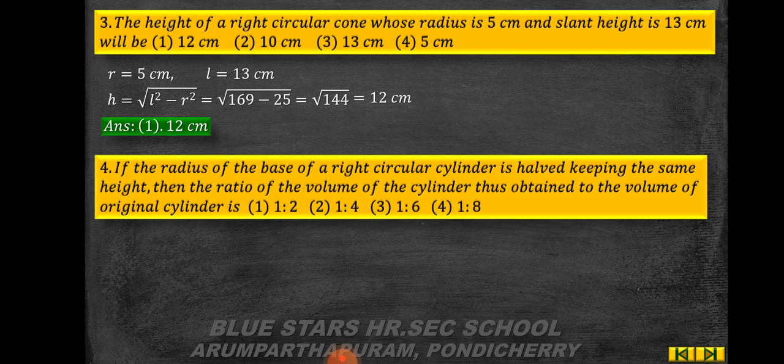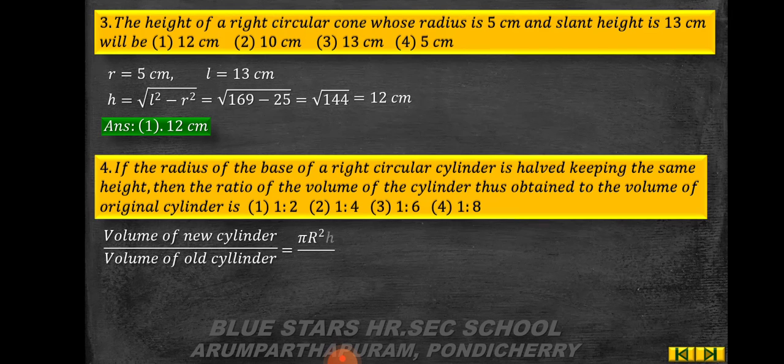Question number 4. If the radius of the base of a right circular cylinder is halved keeping the same height, then the ratio of the volume of the cylinder thus obtained to the volume of the original cylinder is: option 1, 1:2; option 2, 1:4; option 3, 1:6; and option 4, 1:8.